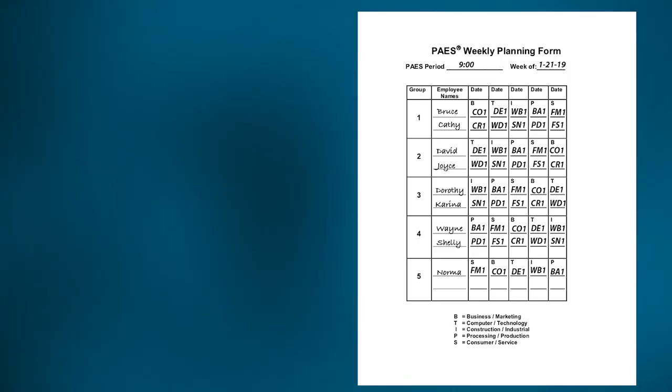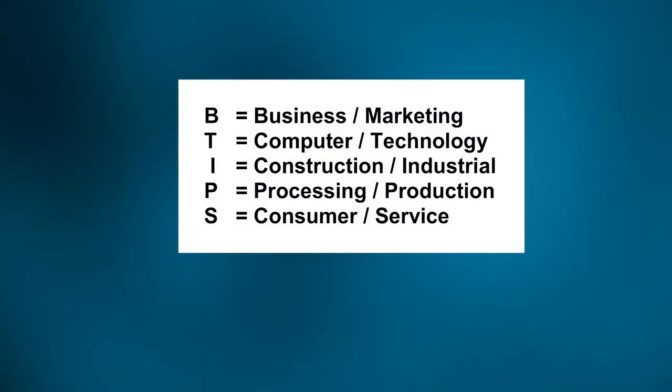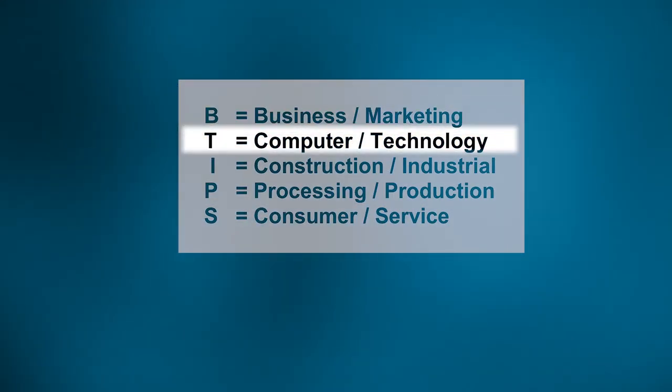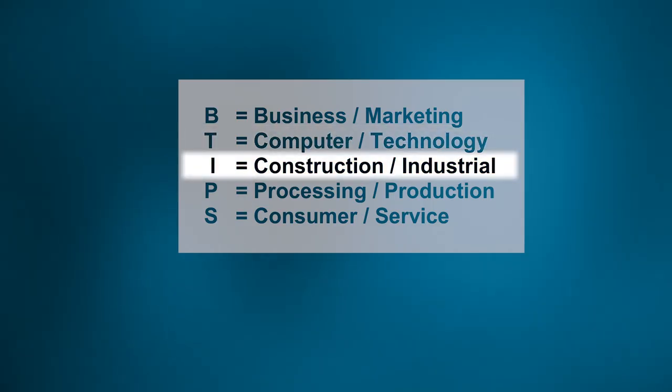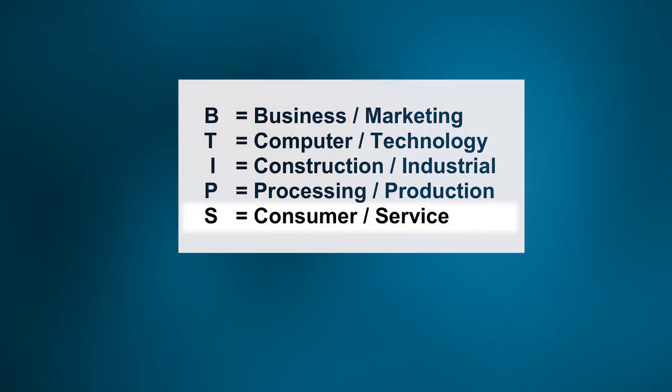To keep track of how employees should cycle through components, we've created the following tool. At the bottom of the page, you will see an acronym shortening each component to a 1-letter identification that will help with assigning jobs. B stands for business marketing, T for computer and technology, I for construction and industrial, P for processing and production, and S for consumer service.